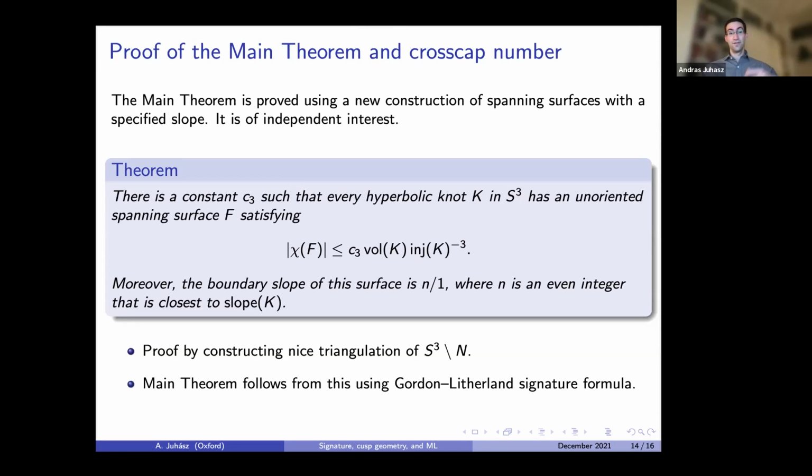And then to obtain this theorem relating signature and slope, one uses the Gordon-Litherland signature formula. So the boundary behavior comes in from that formula, because when you take the signature of the Goeritz matrix, there is also a term which measures the normal Euler number, and this is given by this natural slope, or at least this closest even integer.